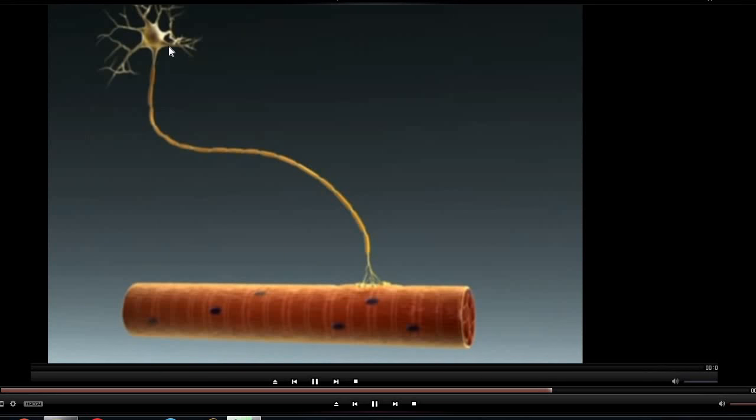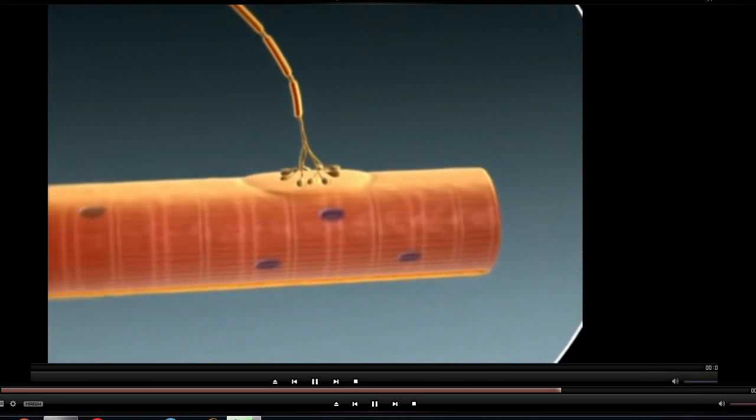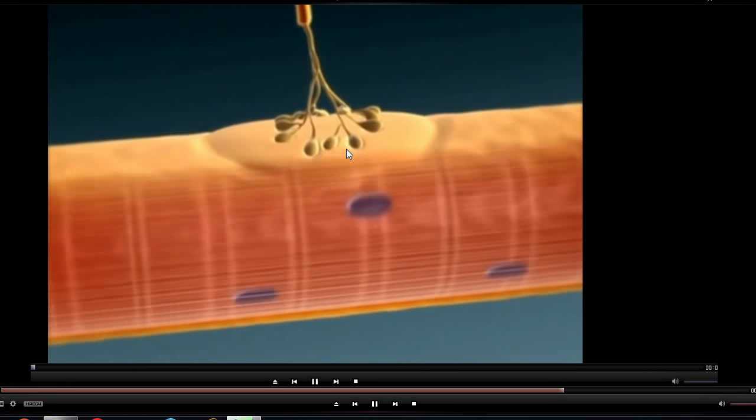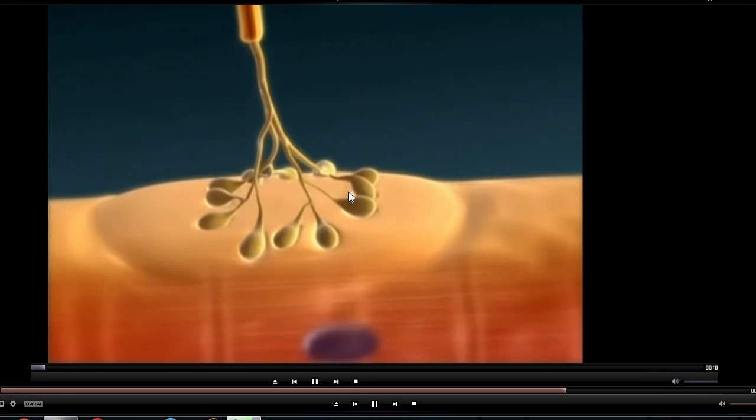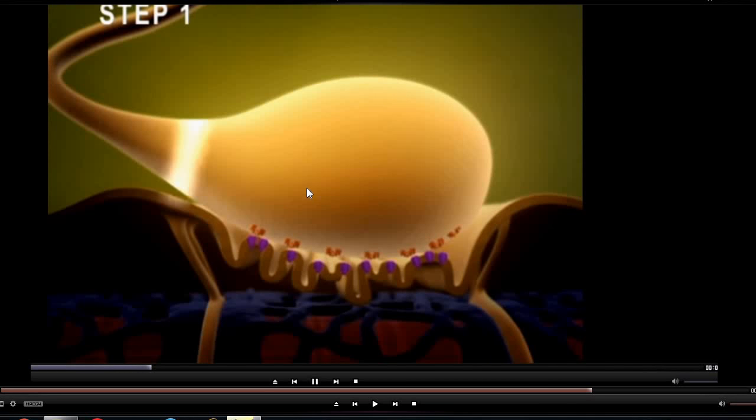And what happens, this is the cell body of the motor neuron, and an action potential travels through the axon and reaches the neuromuscular junction. This is the neuromuscular junction, the junction between the motor neuron and the muscle, and this action potential leads to muscle contraction.